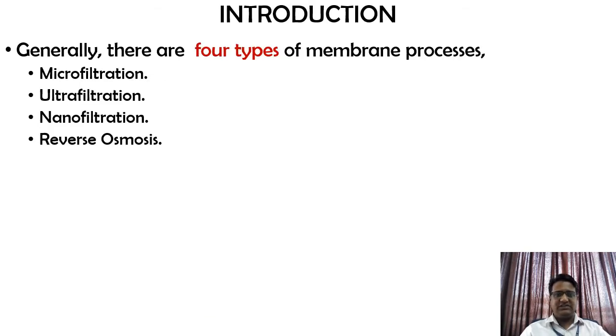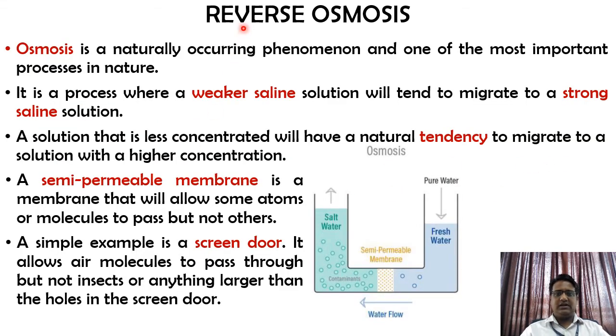Introduction. Generally, there are four types of membrane processes which are available. The first one is microfiltration, second ultrafiltration, third one is nanofiltration, and the fourth one is reverse osmosis. So basically for your syllabus, we are going to concentrate more on nanofiltration and reverse osmosis. Let us start with the reverse osmosis process.